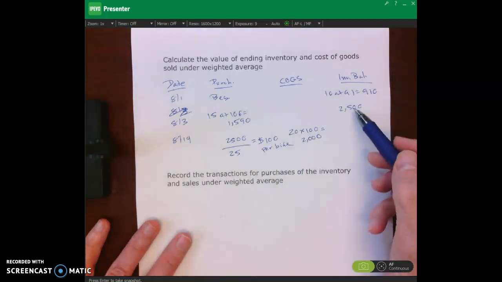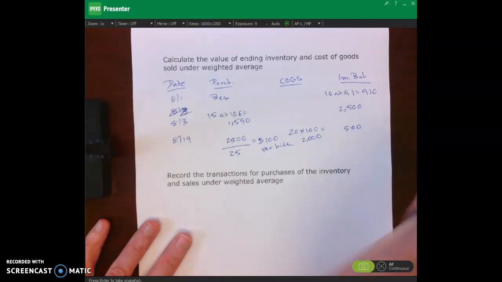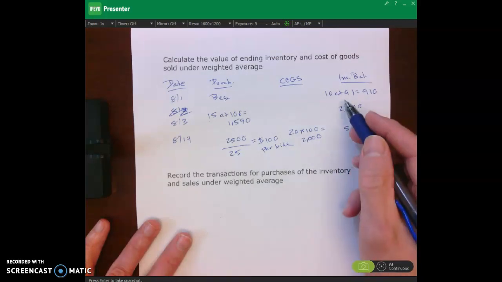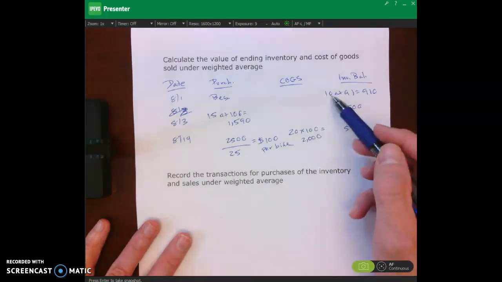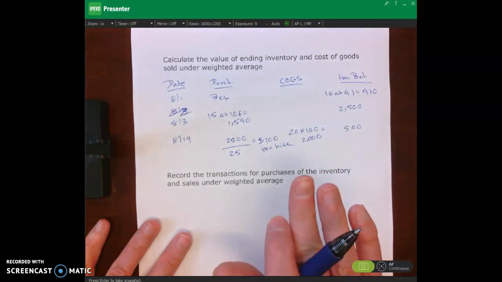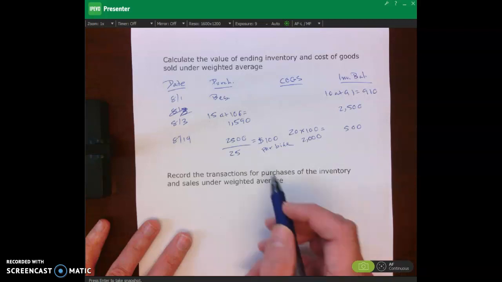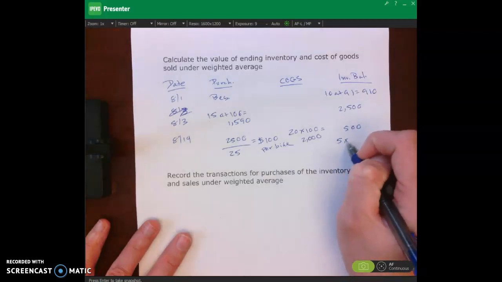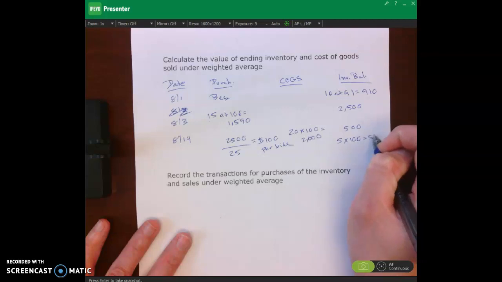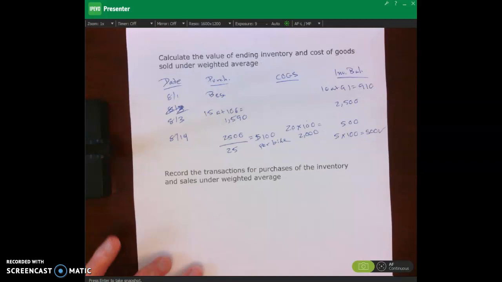So then I can come over here and say my $2,500 minus my $2,000 gives me my inventory balance of $500 here, which is the same as asking how many bikes I have left over. Well, I had 25 and I sold 20, so that means I have 5 bikes left over. What's the average cost of each bike? $100. So 5 times the average cost gives us $500. Check.